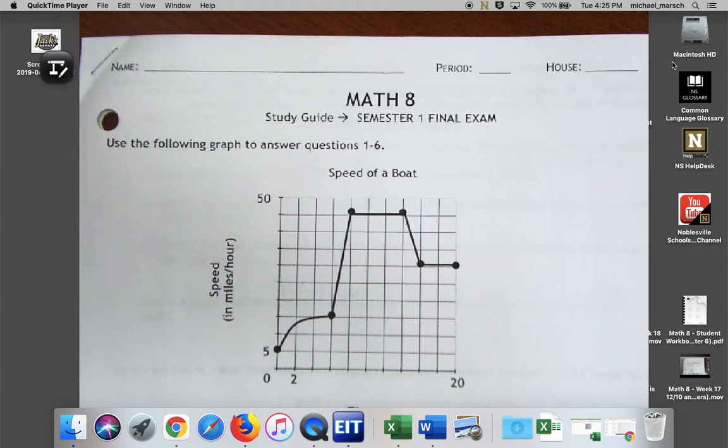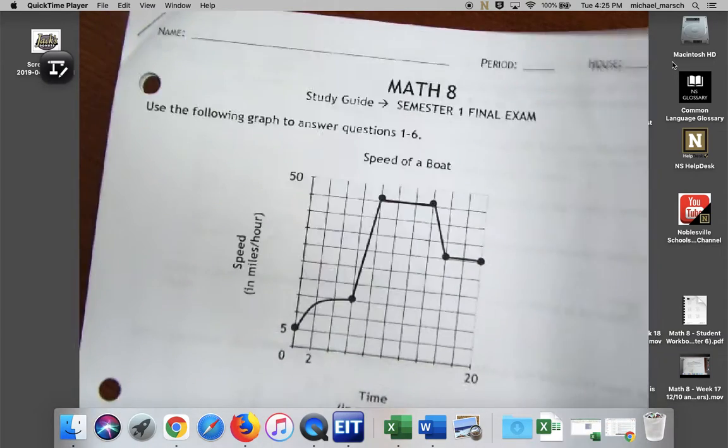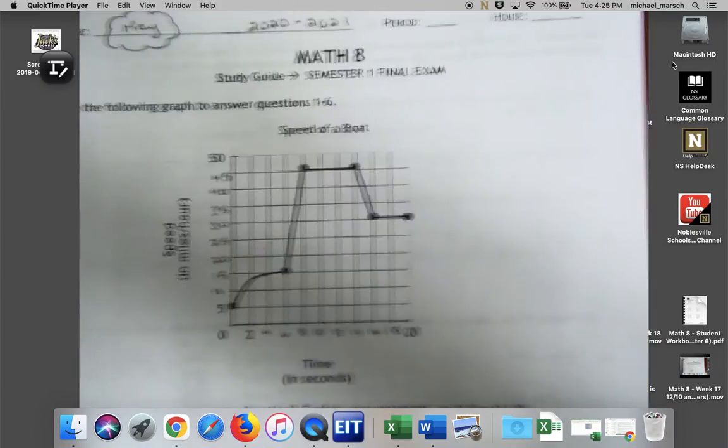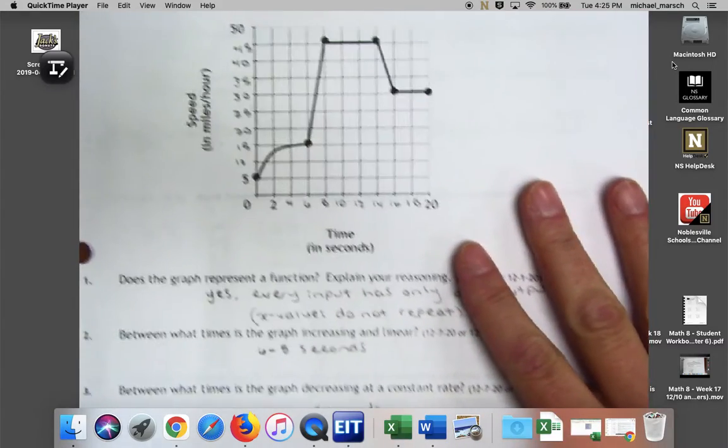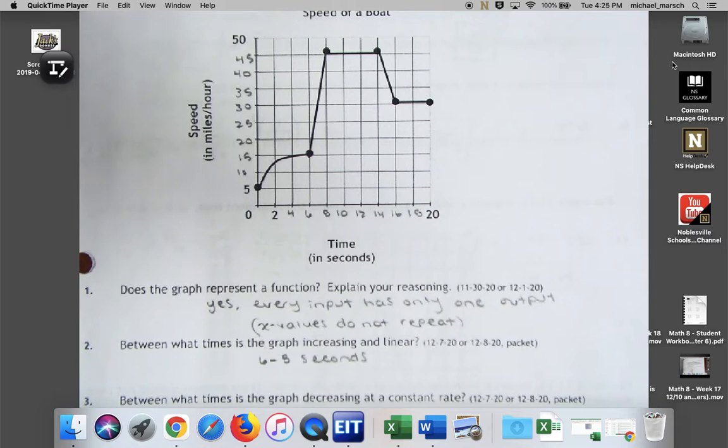Okay, so what I have here is the answer key to the study guide. I'm going to go through it. It's already completed, so you're not going to actually watch me work out the problems, but I'm going to talk through them and hopefully clear up some questions you might have so that you are ready for your exam.